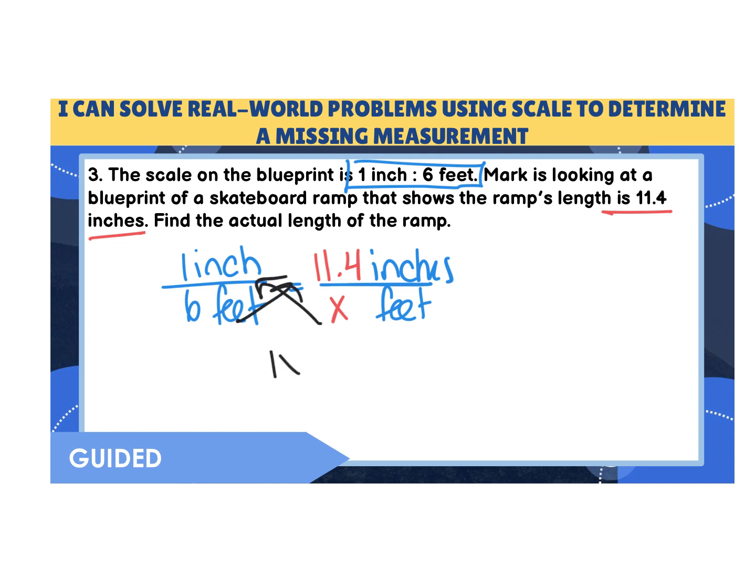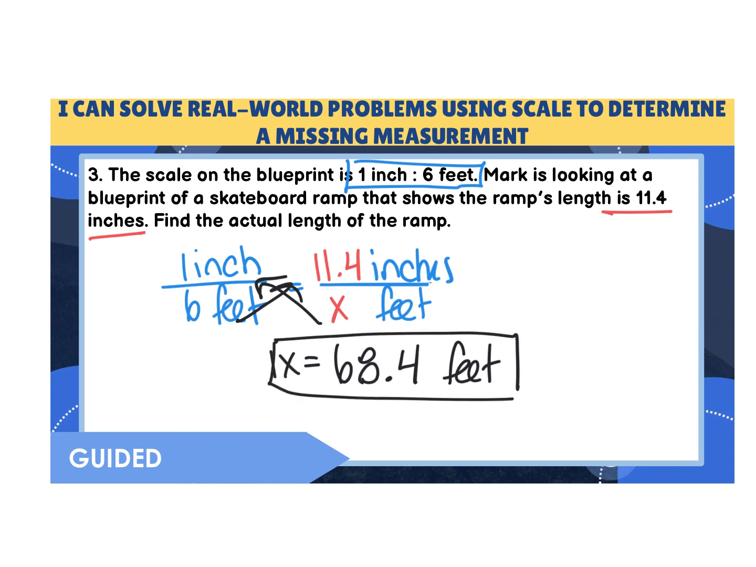So 1 times x will give us 1x, and 6 times 11.4 will give us 68.4 feet. Again, we could divide by 1 on both sides. It will give us the same answer, 68.4.